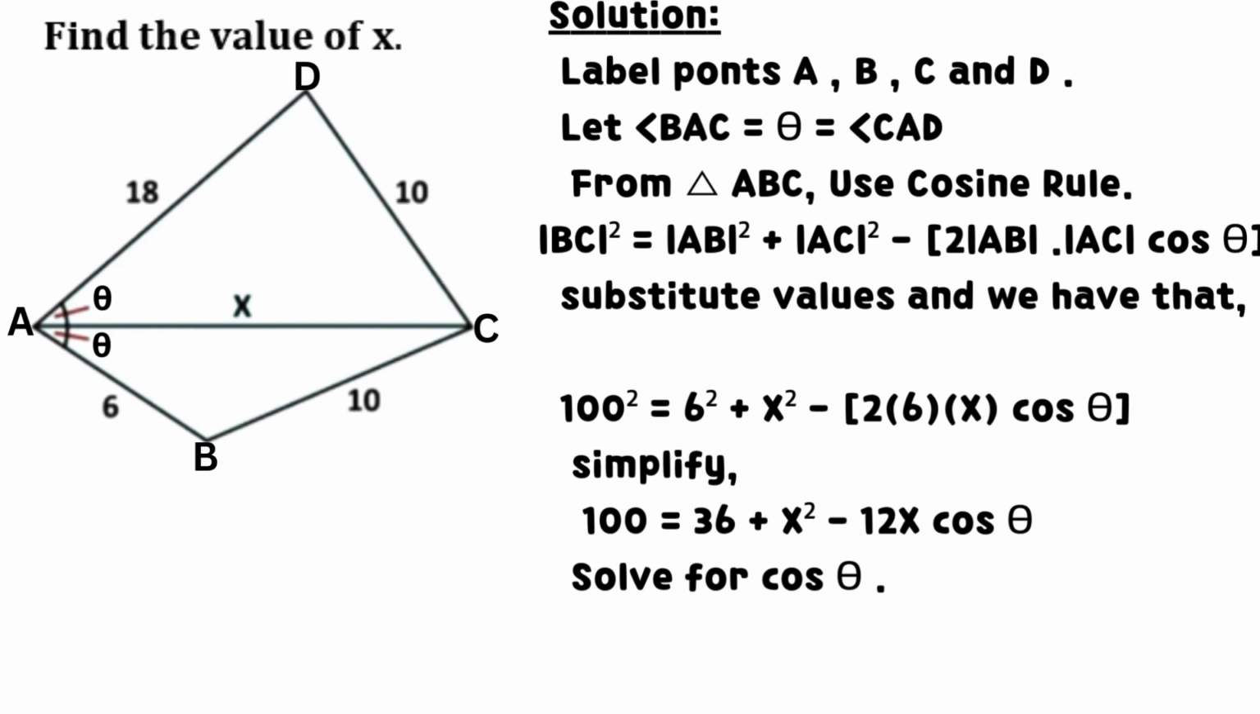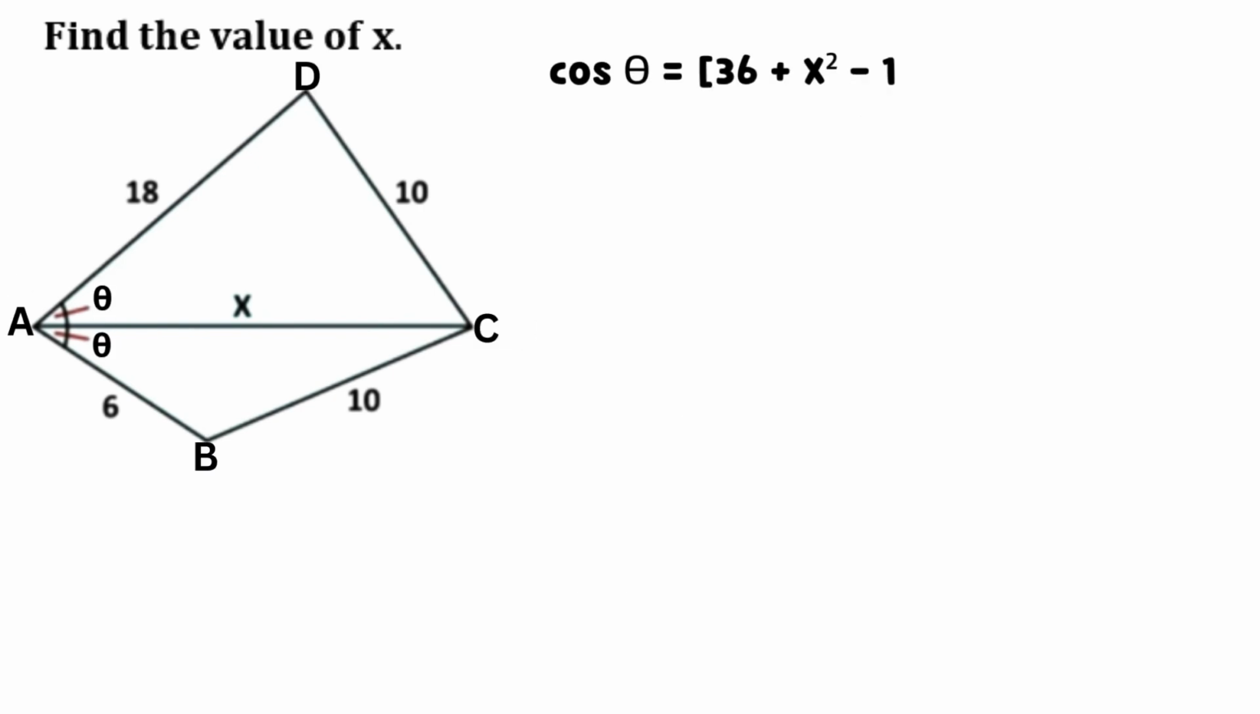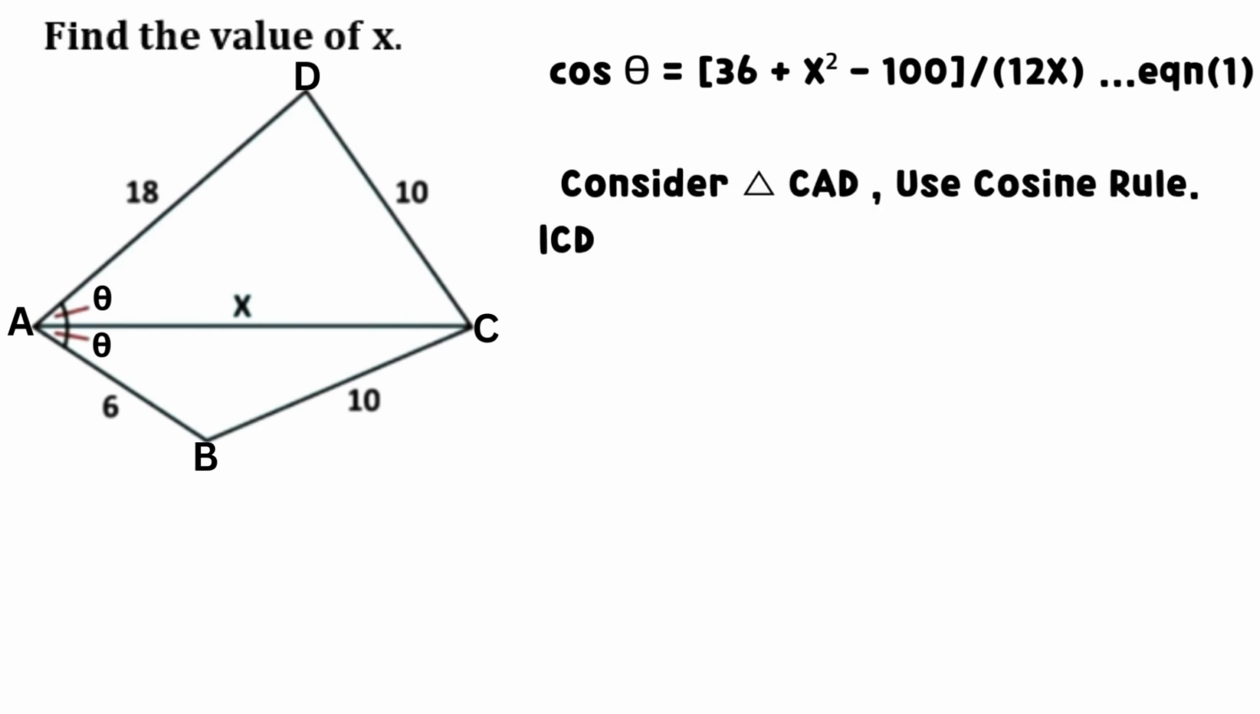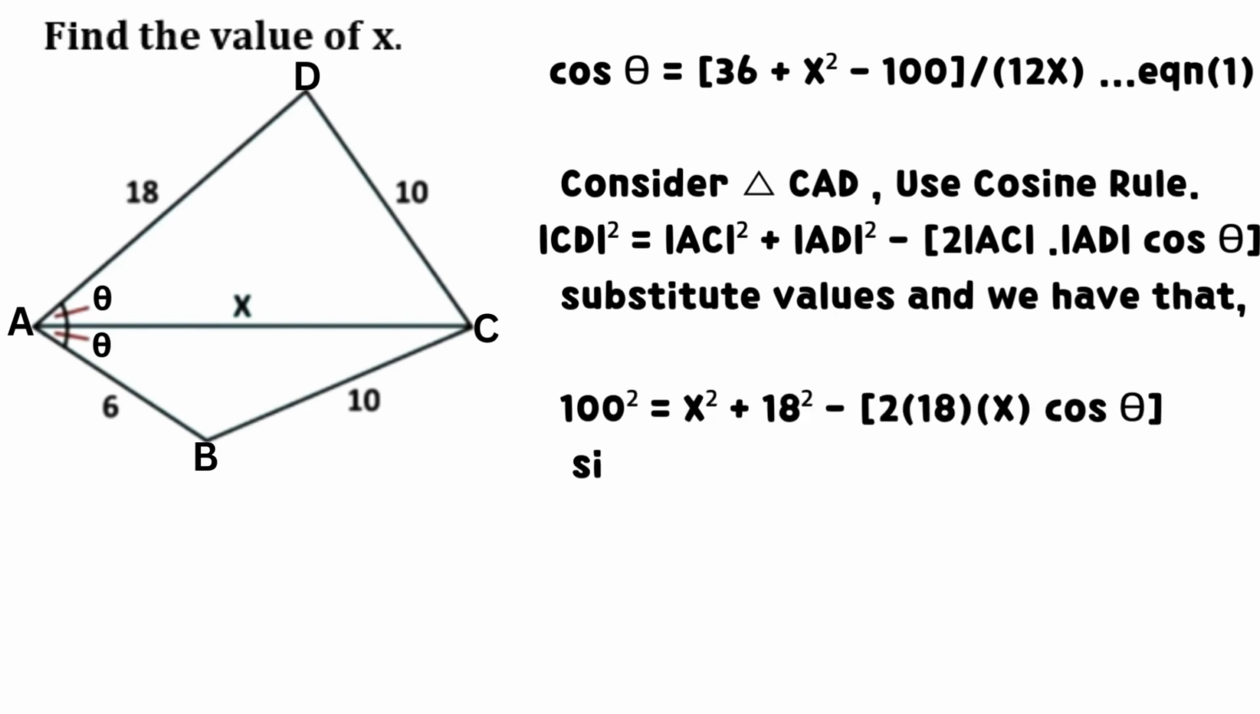Simplify it to have that 100 equals the sum of 36 and the square of x minus 12 times the product of x and cosine θ. Solve for cosine θ. It implies that cosine θ equals the sum of 36 and the square of x minus 100, all divided by 12 times x. We call it equation 1.